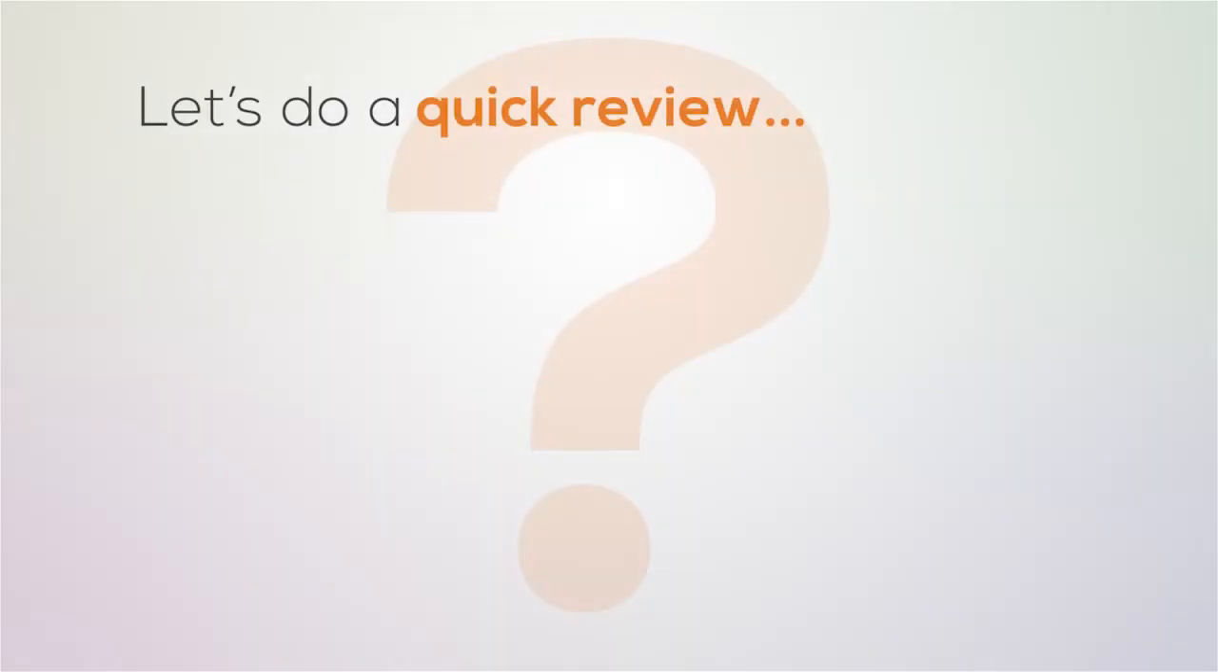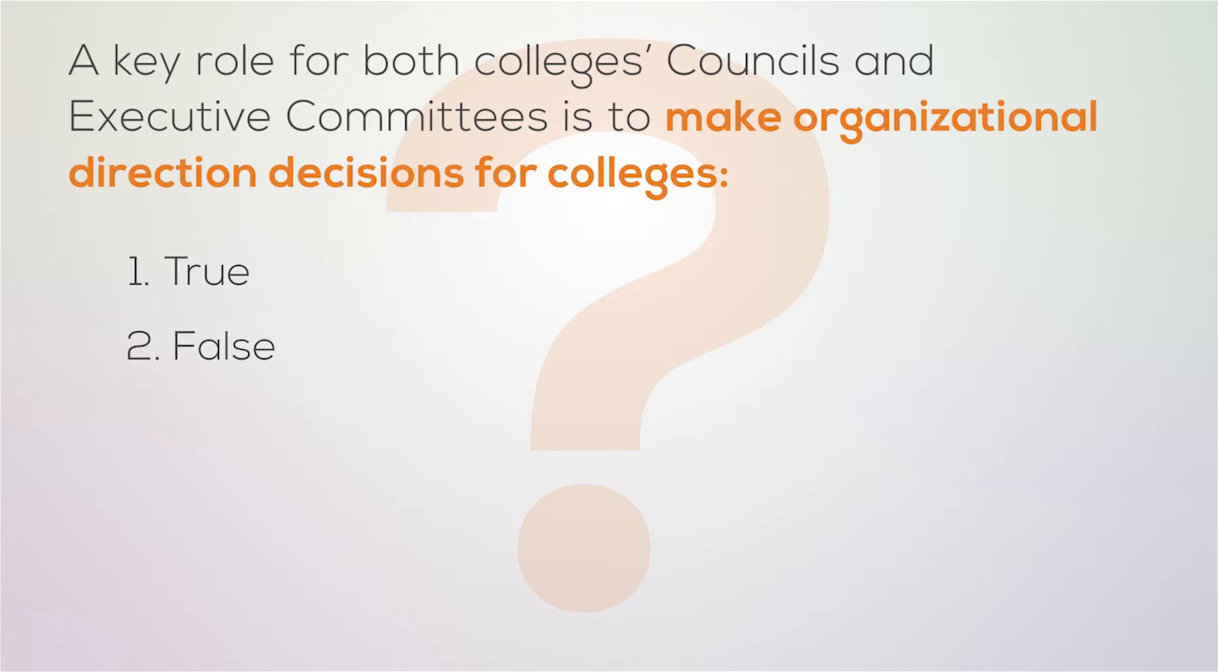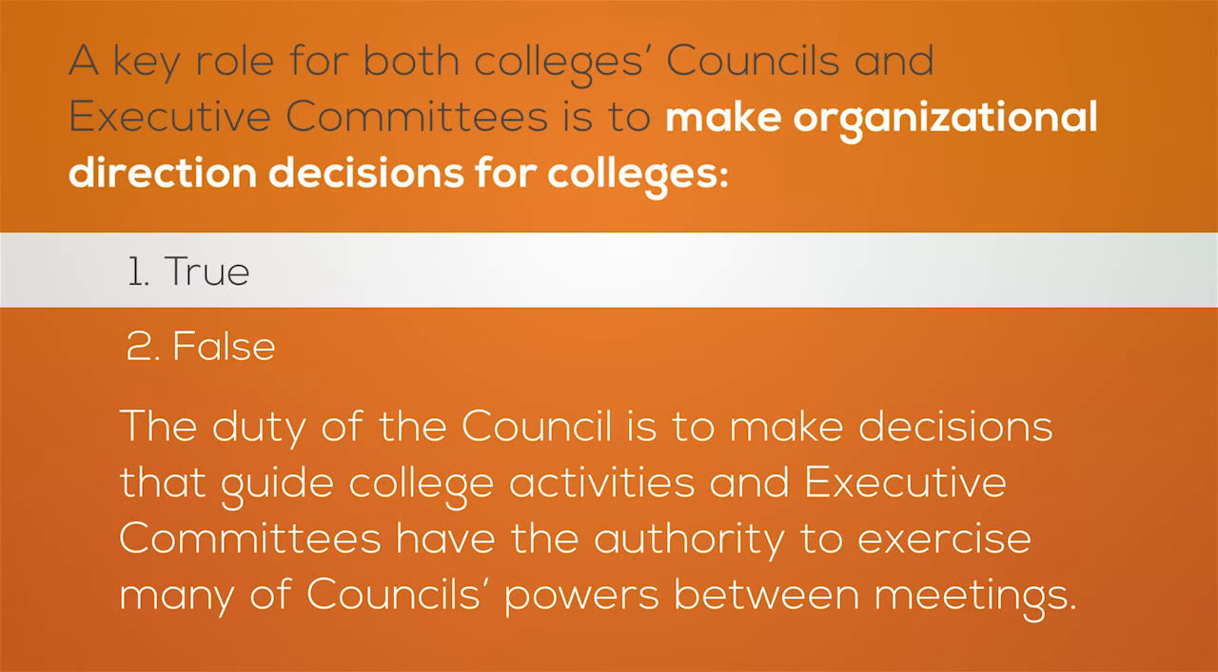Let's do a quick review. True or false? A key role for both colleges' councils and executive committees is to make organizational direction decisions for colleges. The answer is true. The duty of the council is to make decisions that guide college activities, and executive committees have the authority to exercise many of council's powers between meetings.